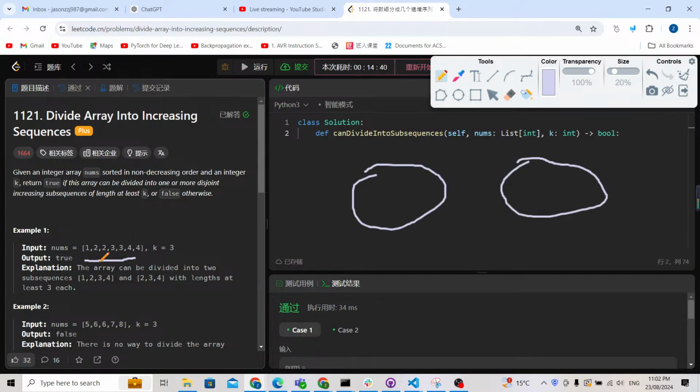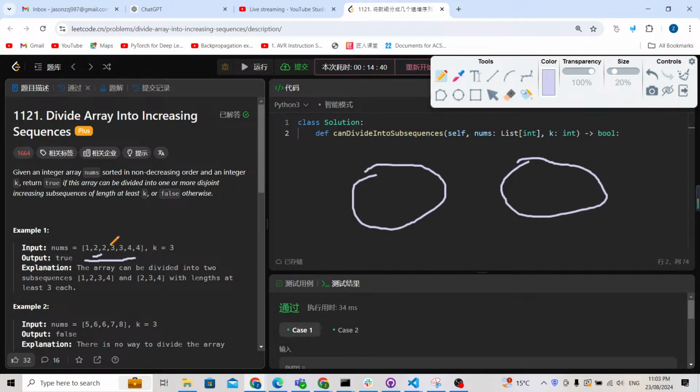So for each number, let's first check the duplicates. For example, for 2 the frequency is 2, for 3 there are two 3s so the frequency is 2, and for 4 it is also 2. It means, for the greedy idea, that at least we can split it into two parts, because we have two duplicates. Maybe we can split it into more parts.